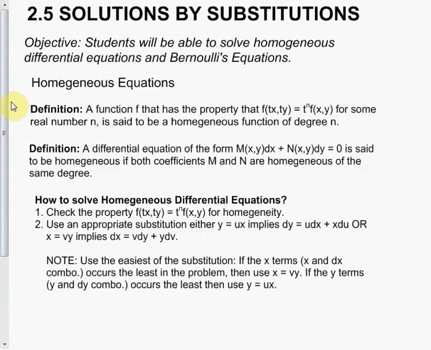If the dy's occur less than the number of dx's, then you use y equal to ux. Now again, it does not matter. You'll get the same result, but if you do the opposite of what I'm saying, you just get there in a longer time. It'll take you a little while longer. So that note there, I think, is pretty important.